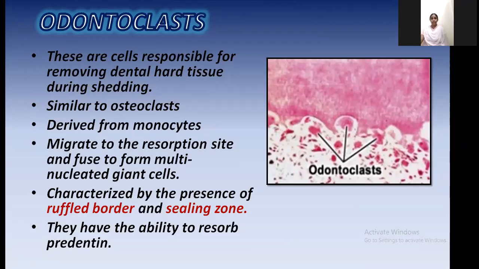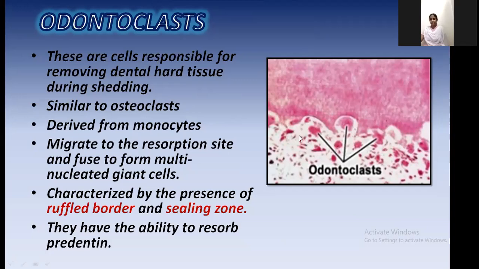Odontoclasts. These are cells responsible for removing dental hard tissue during shedding. Similar to osteoclasts, they are derived from monocytes. They migrate to the resorption site and fuse to form multinucleated giant cells. They are characterized by the presence of ruffled border and sealing zone. Important one word. Odontoclasts are characterized by the presence of ruffled border and sealing zone. They have the ability to resorb predentin.